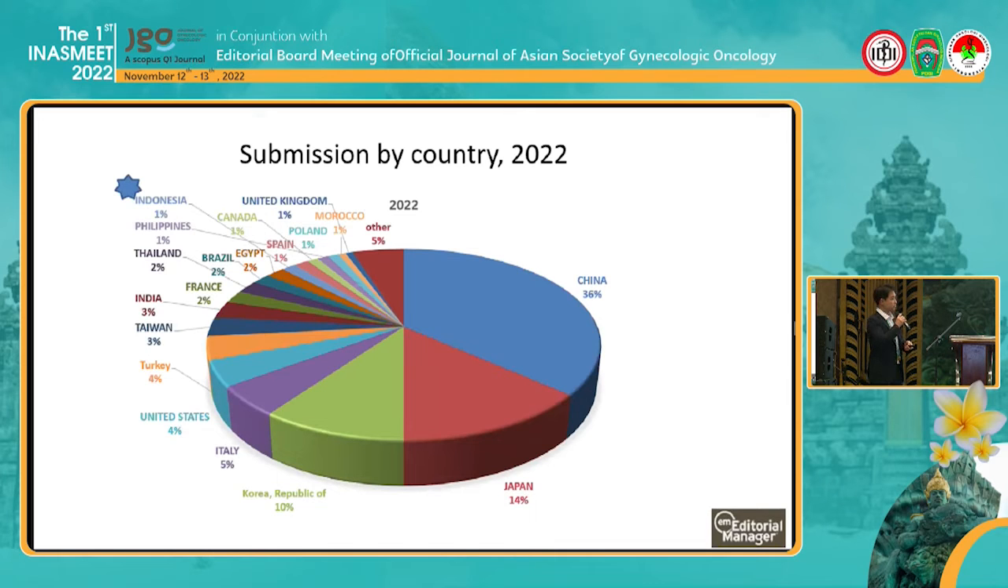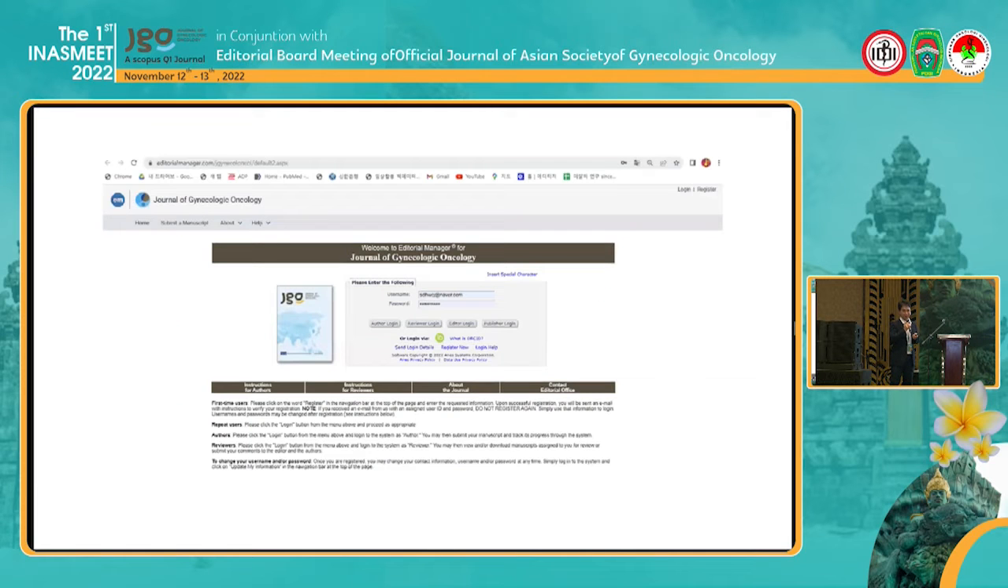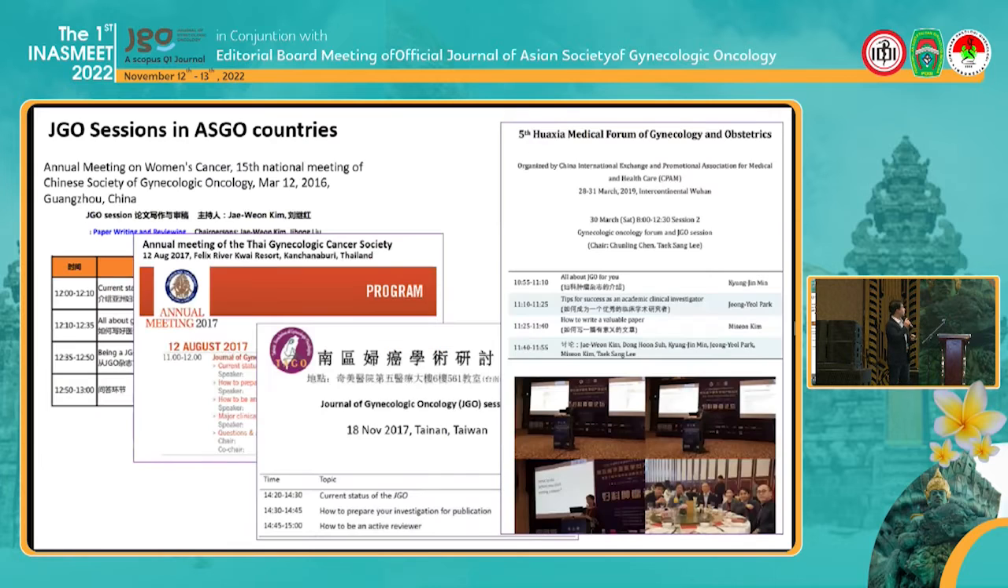And this is the submission by country of this year. China is almost 1/3. And second, Japan, and Korea, and Italy, and United States. And yeah, Indonesia is here, the 1%. Please give more submissions, more and more, hopefully. And you can submit your manuscript always via this electronic submission homepage.